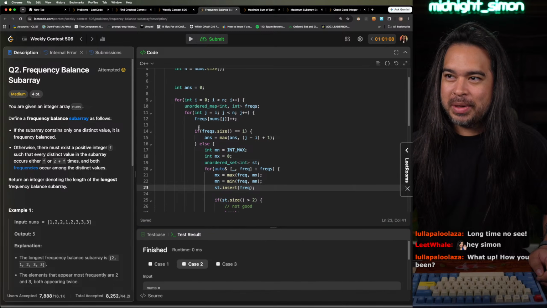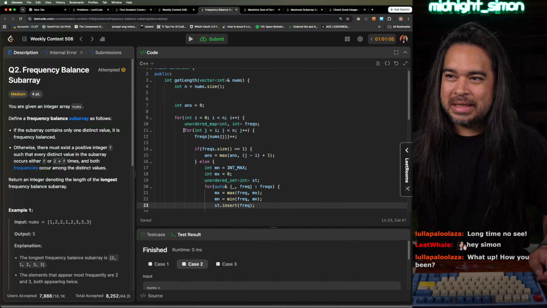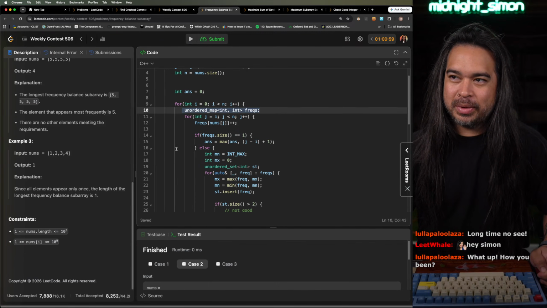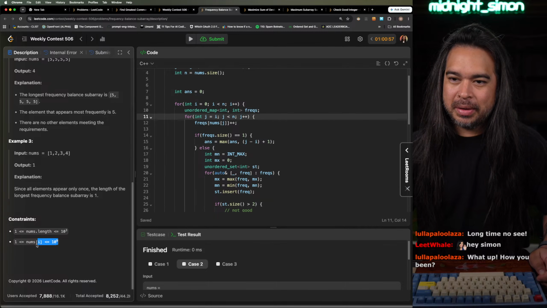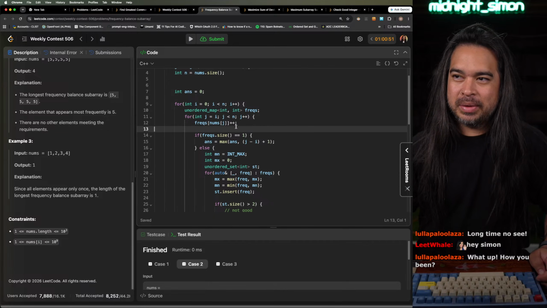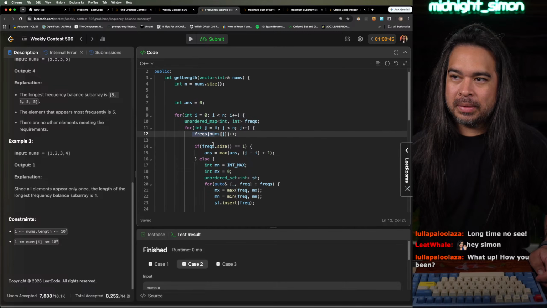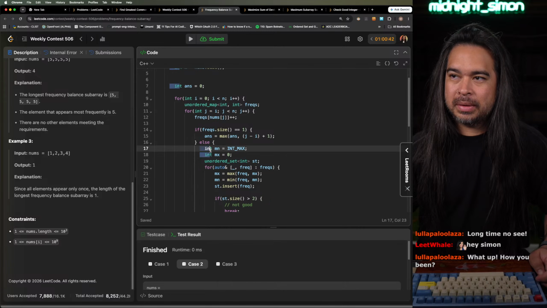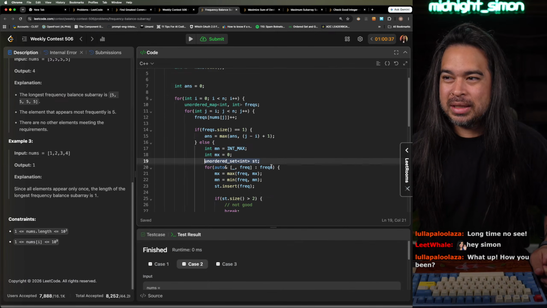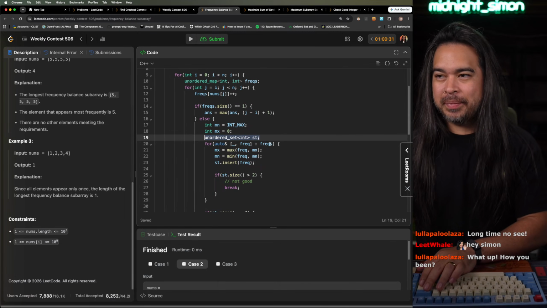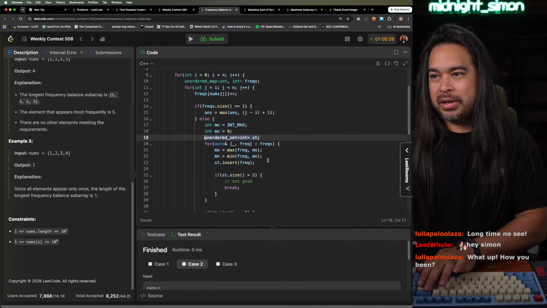Like, what the heck am I doing wrong? Time limit exceeded. Can we do this faster? No, man. We need the unordered map, because the nums could be so big. What else am I doing that's kind of strange? Oh. Making this set here, that's a little strange, I'd say. Alright, we can do better, man. We can do better.